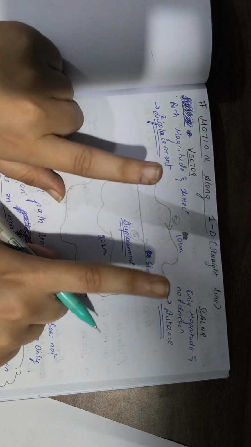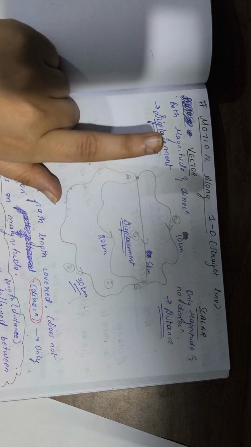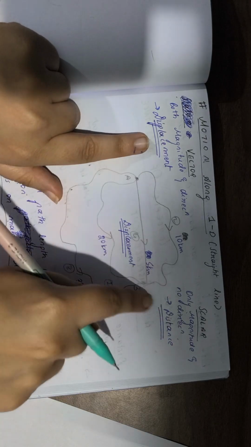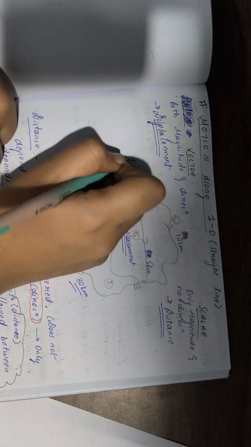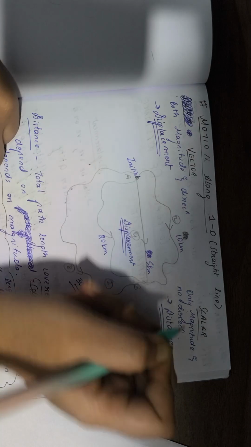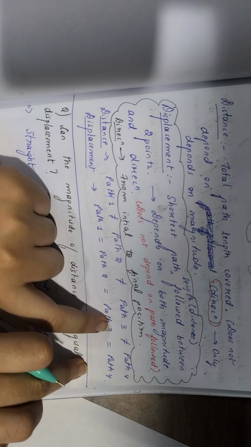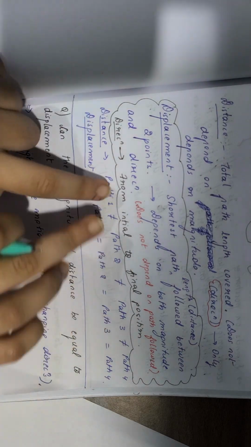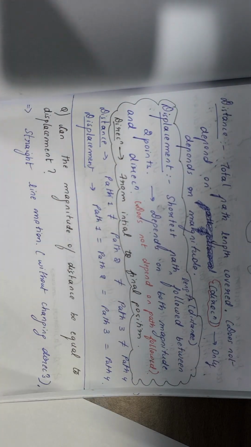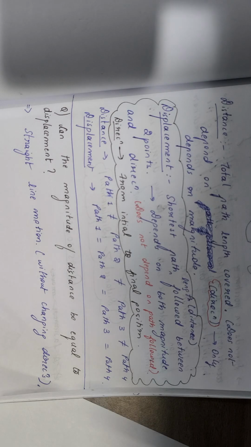Shortest path between 2 points is what? Displacement. And the direction is directed from the initial point to the final point. I'm considering A to be the initial point and B to be the final point. So displacement of path 1, path 2, path 3, path 4 is the same. Distance of path 1, path 2, path 3, path 4 is different here. Are you getting the point?